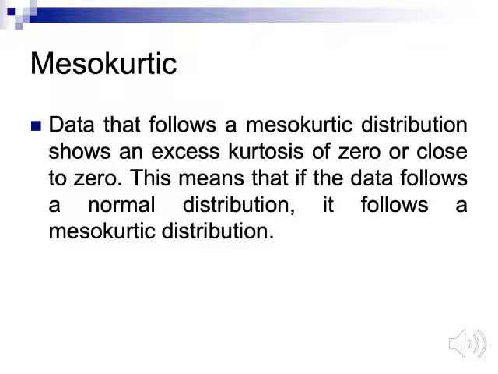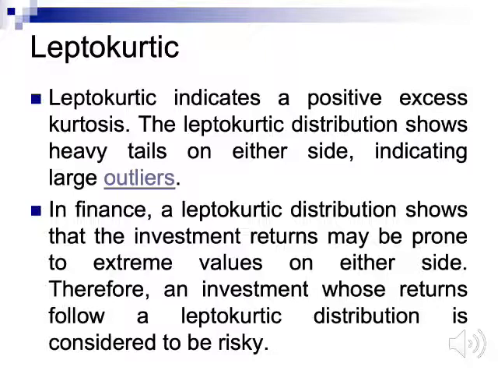While a leptokurtic distribution indicates a positive excess kurtosis, so it shows heavy tails on either side, indicating there are large outliers. In finance, a leptokurtic distribution shows that the investment returns may be prone to extreme values on either side. So therefore, when investment returns follow a leptokurtic distribution, then that is considered to be risky. Okay, so it is prone to extreme values on either side.